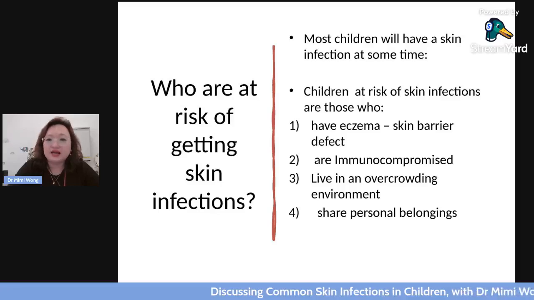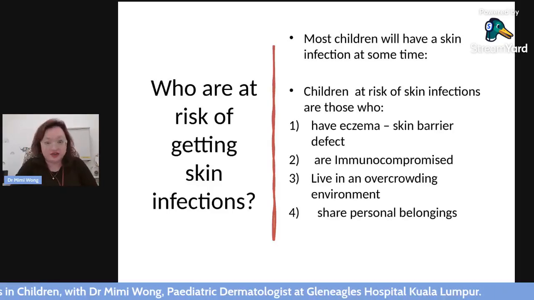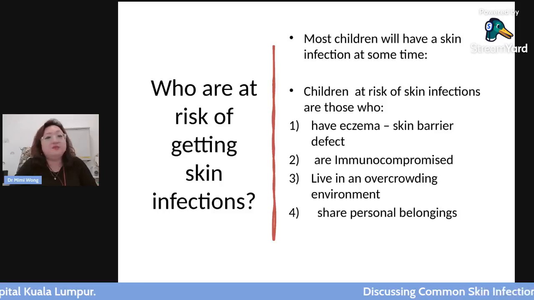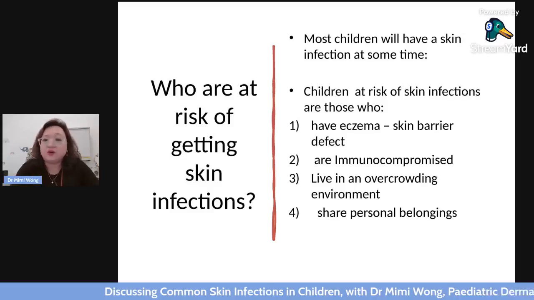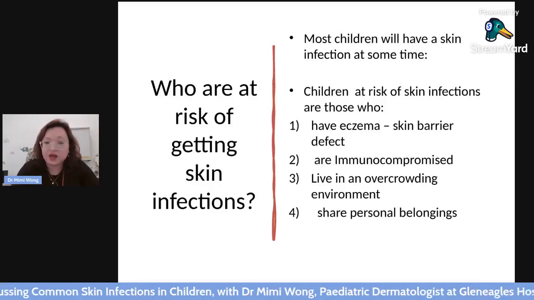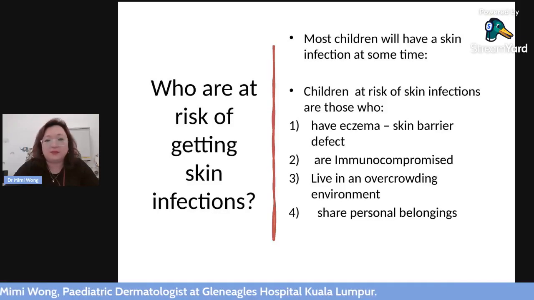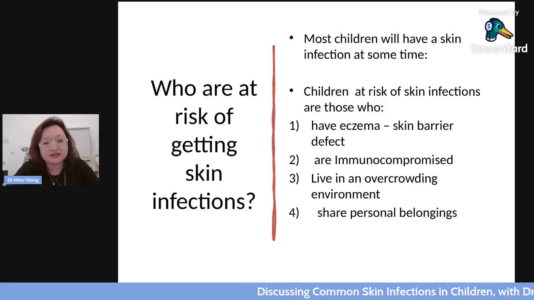Now, I want to highlight that most children will have one skin infection at some point in life. However, who are actually at higher risk of getting skin infections? This group of children at risk of skin infections include those who have eczema. This is because they are born with a skin barrier defect, so as a result it allows easy invasion of germs from the surface of the skin. And those who are immunocompromised, who cannot fight infection, and those who live in overcrowded areas, and also those who tend to share personal belongings are also at risk of getting skin infections.